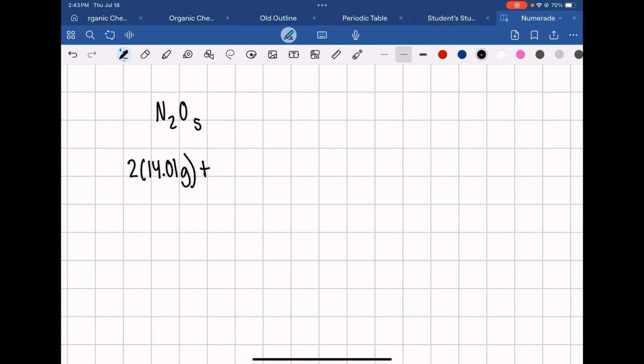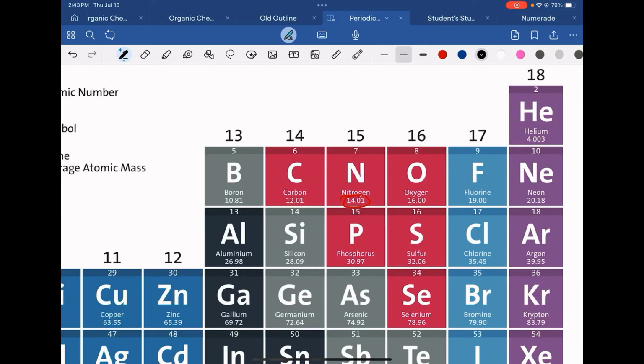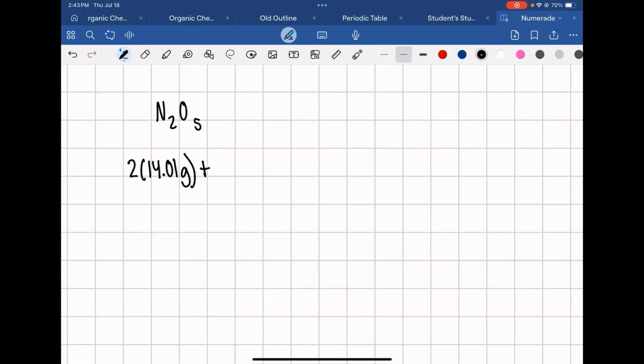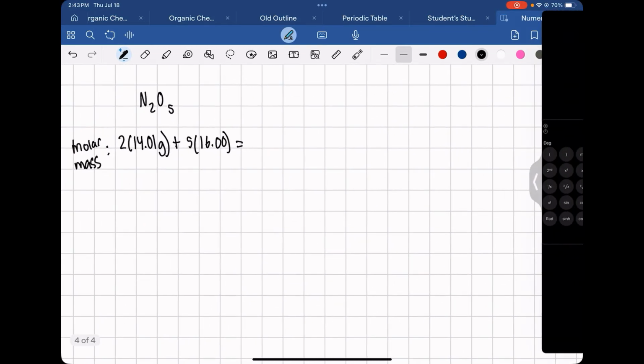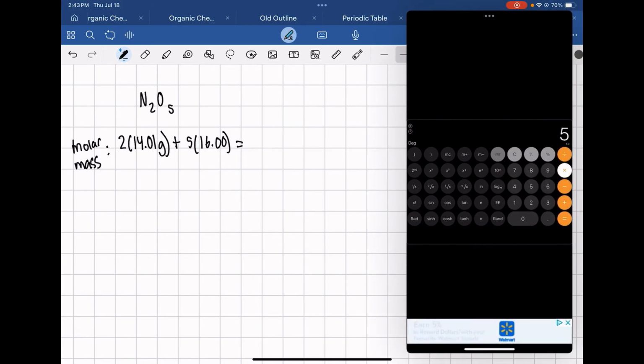And we go to the periodic table and we see that oxygen has a molar mass of 16.00 grams. And we have 5 moles of oxygen. So our total molar mass would be 5 times 16.00. And if we plug this into our calculator, we have 5 times 16 plus 2 times 14.01.